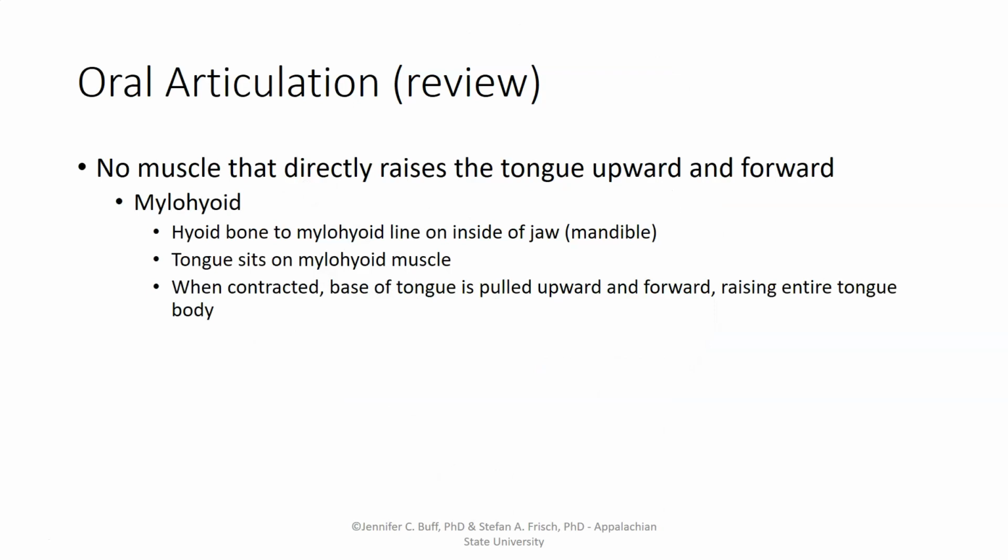We do not have a muscle that directly raises the tongue upward and forward, but the mylohyoid muscle, which runs from the hyoid bone to the mylohyoid line on the inside of the jaw, provides a base that the tongue sits on. When this muscle is contracted, the base that the tongue sits on is pulled upward and forward and becomes more tense, which can help raise and front the entire tongue body.